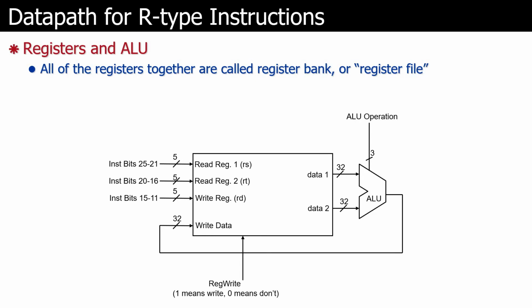So this is going to be an abstraction for what the data path for R type instructions is going to look like. If you'll recall, we had our 32-bit instruction. It was divided up into some fields. We had our opcode. We had our three registers, RS, RD, and RT. We had a place for shift amount, and we had some function.